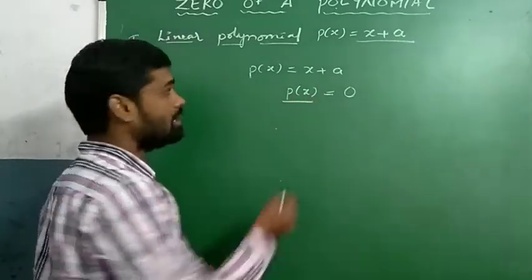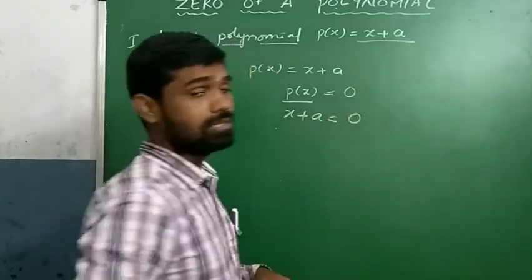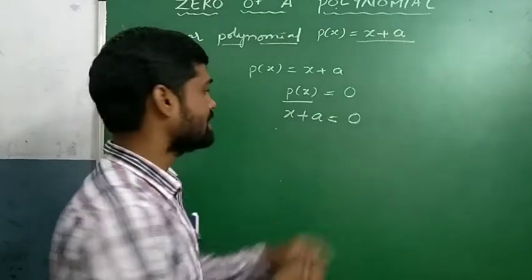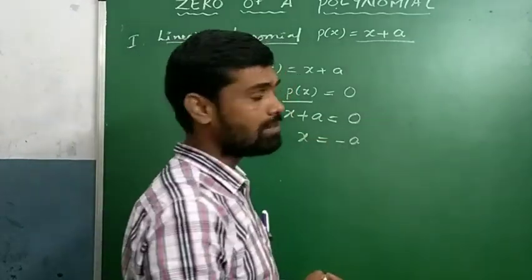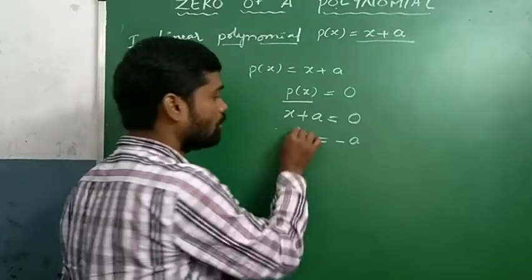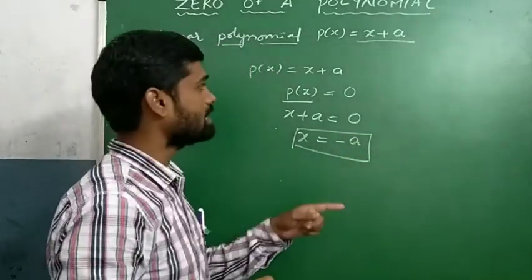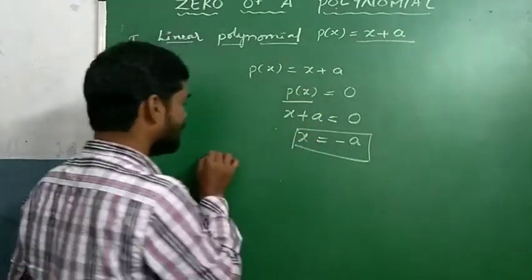P of x is equal to x plus a equal to 0. Now let us transpose plus a to the RHS, then plus a becomes minus a. So what is the value of x? x is equal to minus a. So if we substitute this x value minus a, then the polynomial becomes 0. Let us verify.